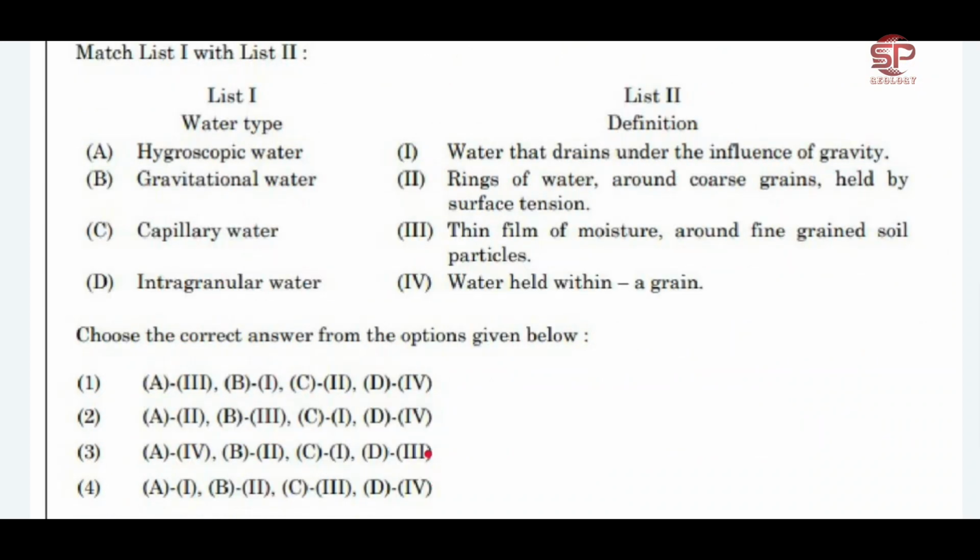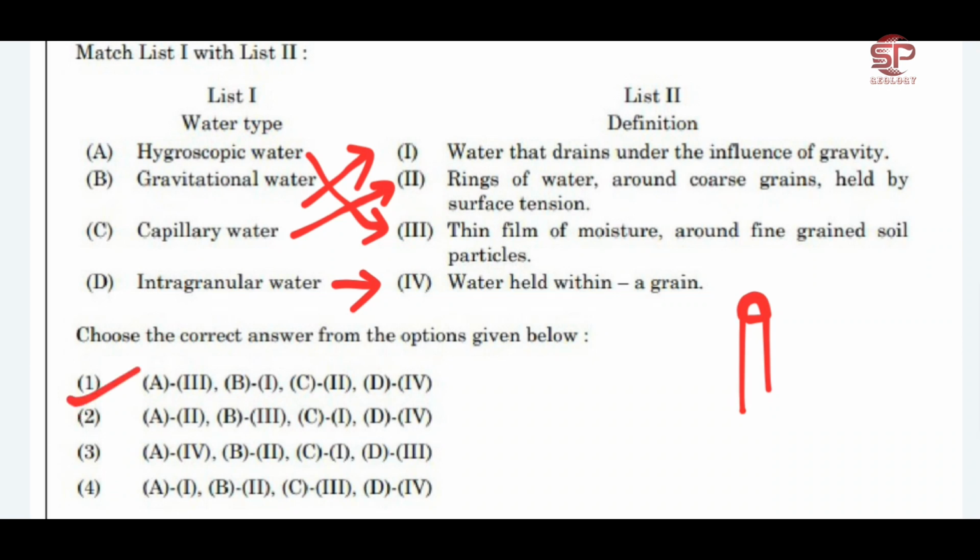It's hygroscopic water. These are moisture around grains and particles. Then gravitational water, obviously, is water that flows under the influence of gravity. Then capillary water is like a ring of water around the pore space that is held by surface tension, that is capillary water. Then intergranular water is water held within a grain. Answer will be 1.